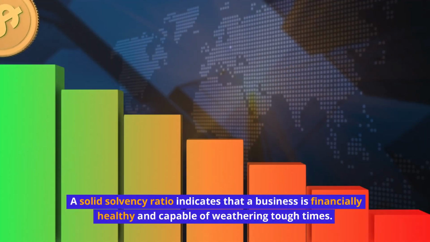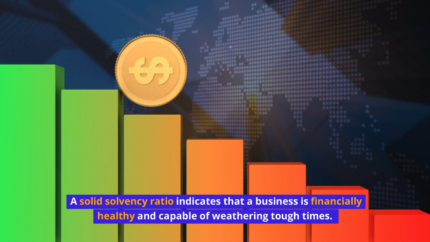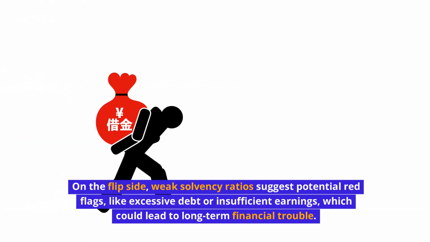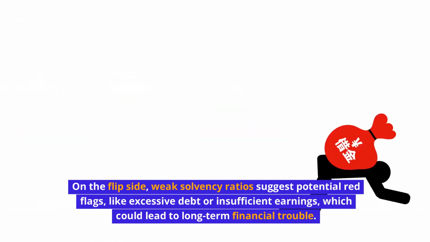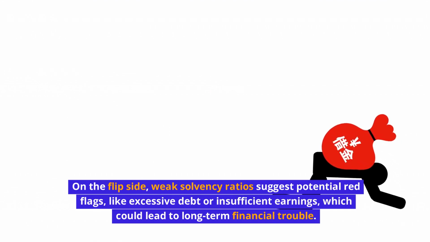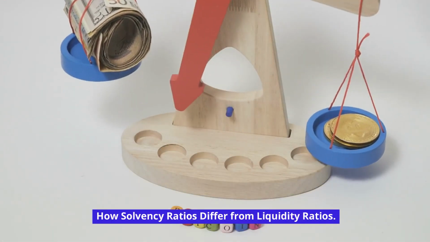A solid solvency ratio indicates that a business is financially healthy and capable of weathering tough times. On the flip side, weak solvency ratios suggest potential red flags, like excessive debt or insufficient earnings, which could lead to long-term financial trouble. How solvency ratios differ from liquidity ratios.